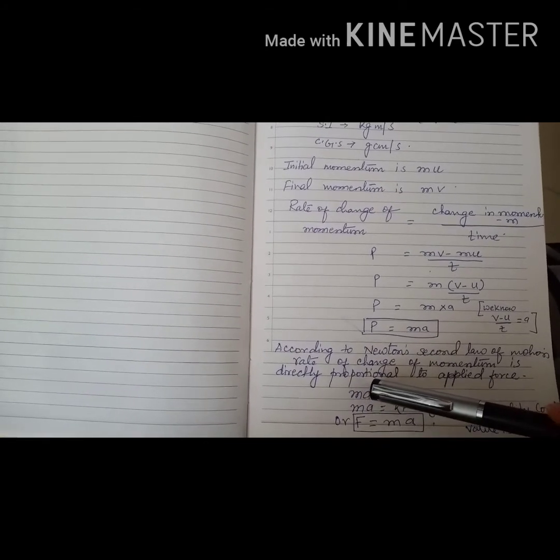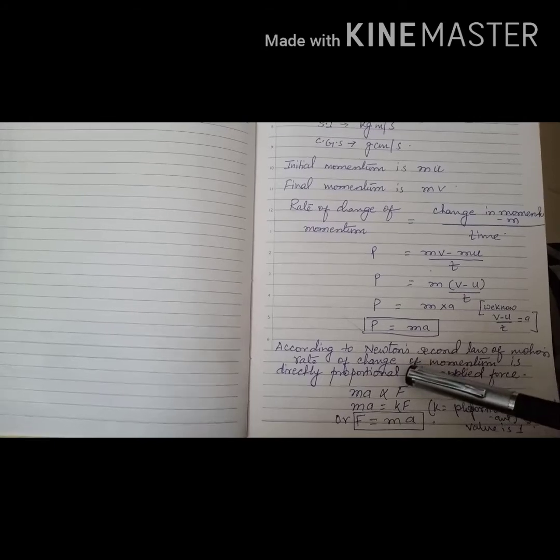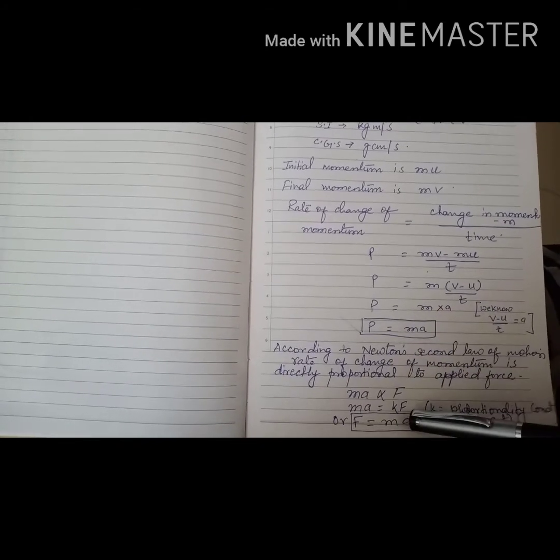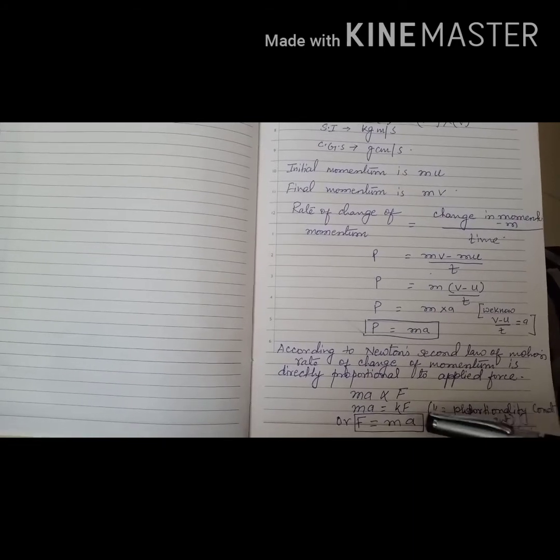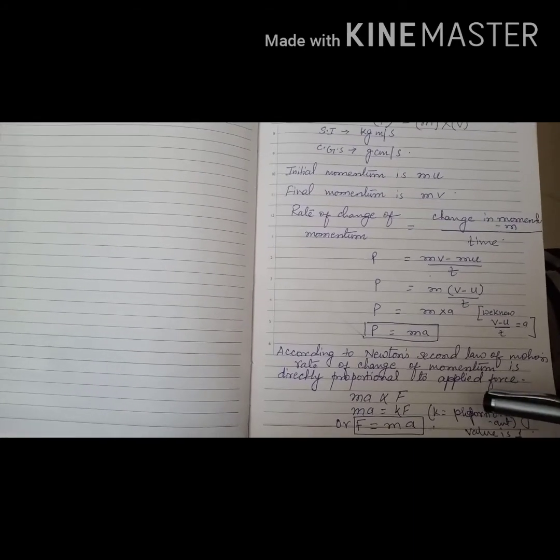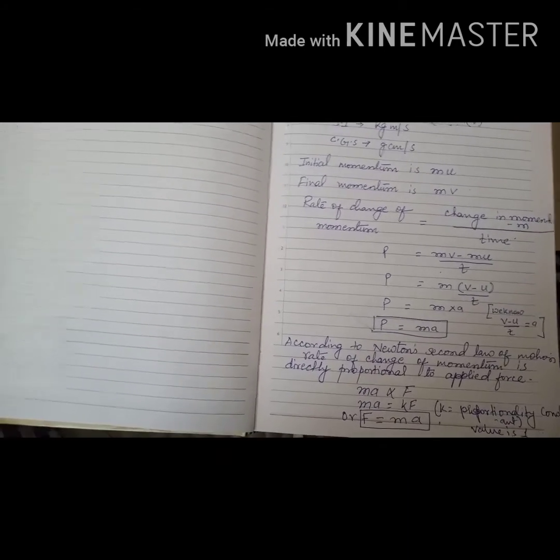So the first figure that I was telling you, the arrow one: the more the force, the more will be the velocity and the distance covered. Less force applied, less distance covered, and less velocity.